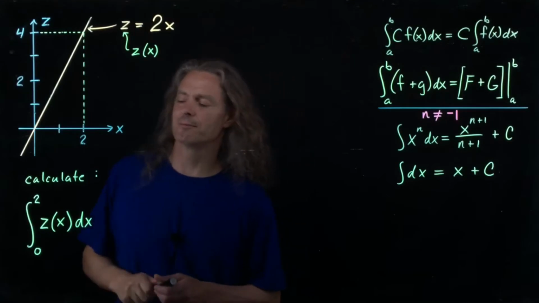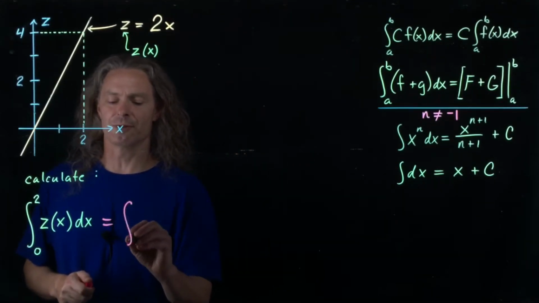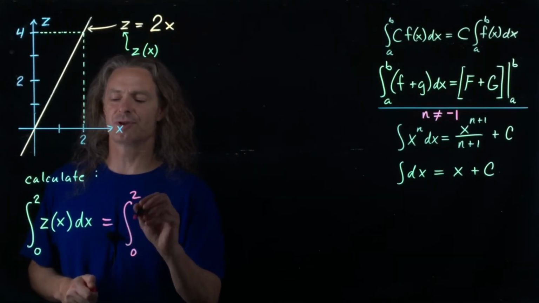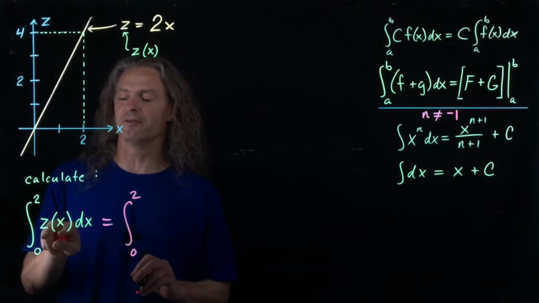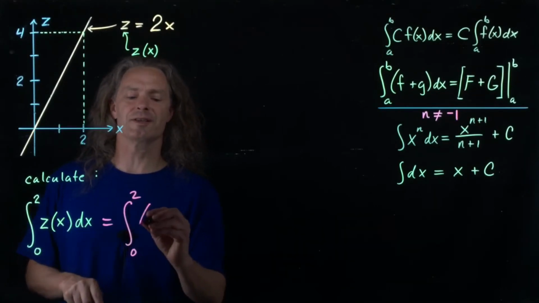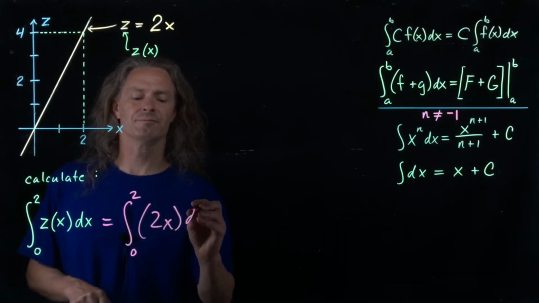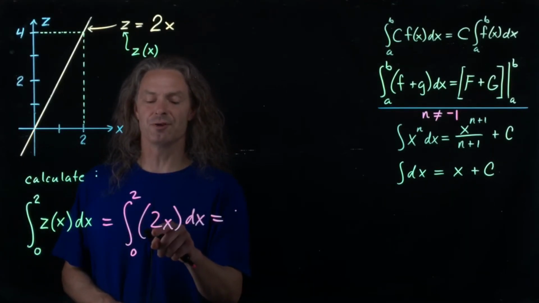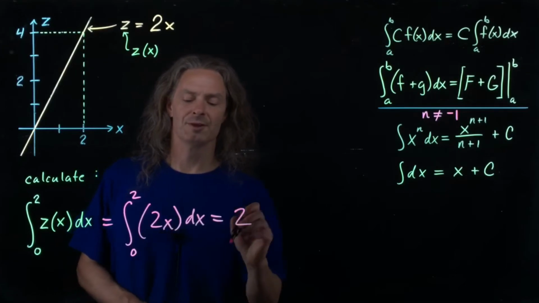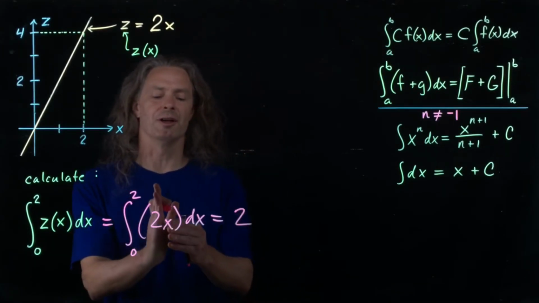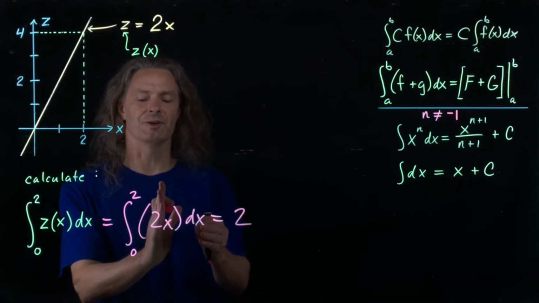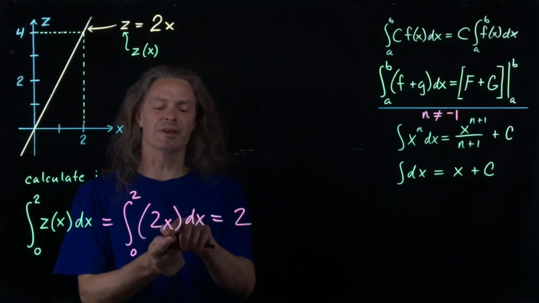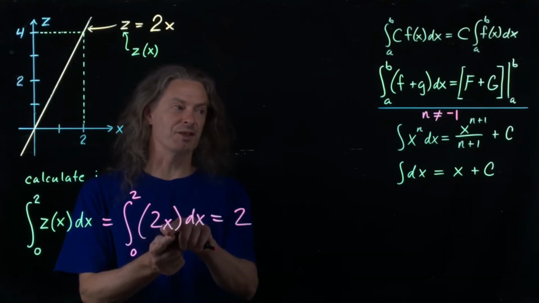So let's do that. We go from x equals 0 to x equals 2, and I now need to plug in for my z of x function. That's 2x. This 2 is a constant multiplying our function, so the 2 can come out of the integral. Then I'd have 2 times the integral of x dx from 0 to 2. So I need the antiderivative of x, and this is x to the first power.